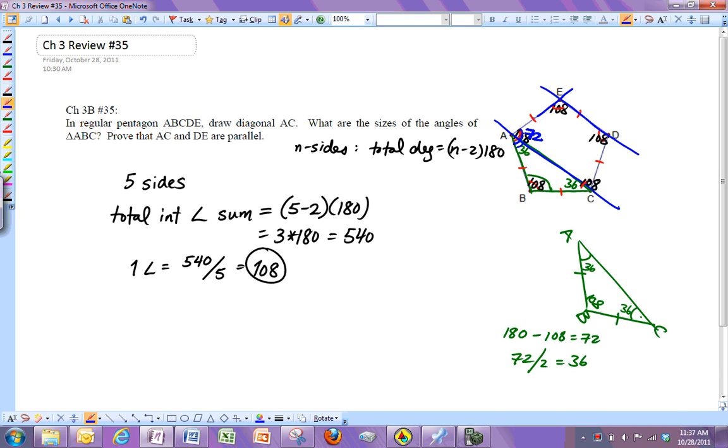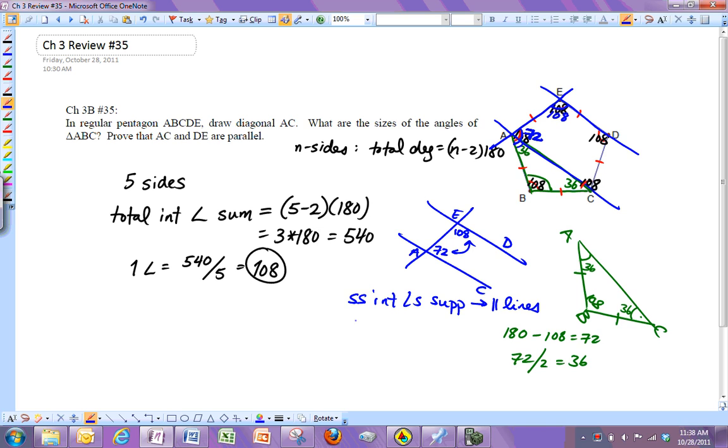Okay, so now let's look at this. Right? This angle up here is 108. This one down here is 72. So if I draw this over on the side the same way, this one here is 108. This one's 72. This one is ED. This one is AC. Right? If you look at these 2 angles, they're same side interior angles, and they're supplementary. So that makes parallel lines. Therefore, we can say then ED has to be parallel to AC.